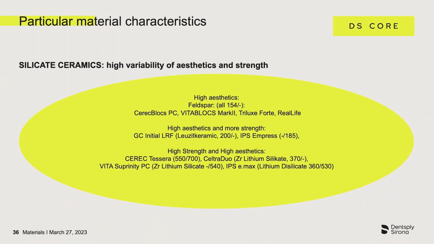With the feldspar ceramics, we have the highest aesthetics for single tooth restorations. Here we have the Cerec Blocs PC, the Vita Blocks Mark II, and Trilux Forte, and the Real Life. GC Initial LRF and IPS e.max Press offer high aesthetics and a little higher strength. Celtra Tessera, Celtra Duo, Vita Suprinity, and e.max offer higher strength in this group and also high aesthetics.